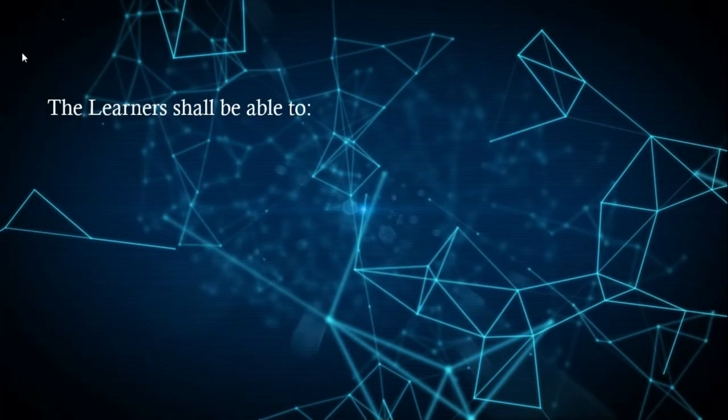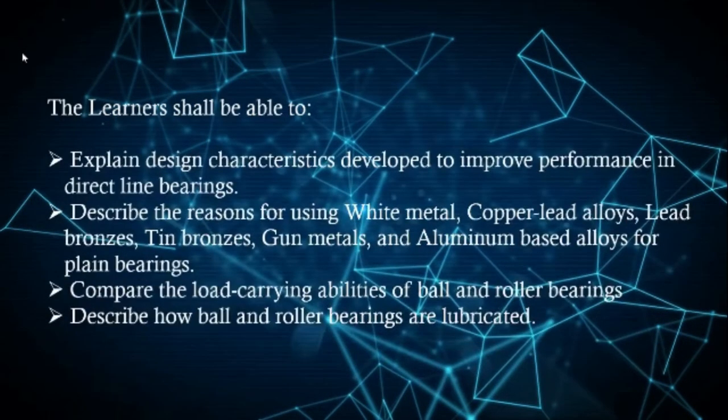In this lesson, the learner shall be able to explain design characteristics developed to improve performance in direct line bearings. Describe the reasons for using white metal, copper lead alloys, lead bronzes, tin bronzes, gunmetals, and aluminum-based alloys for plain bearings. Compare the load-carrying abilities of ball and roller bearings. And the last one is to describe how ball and roller bearings are lubricated.